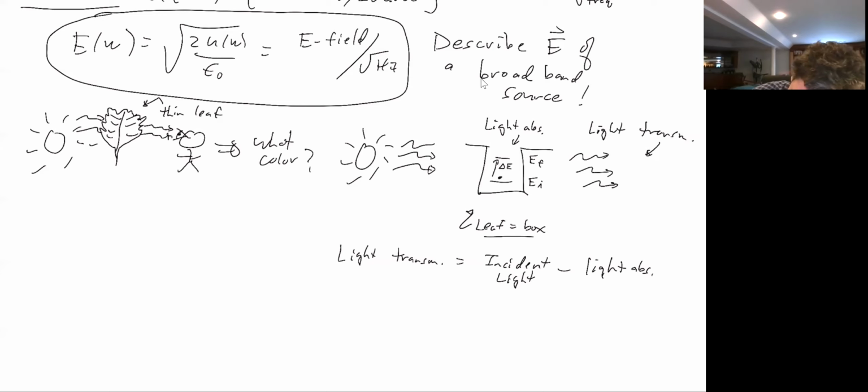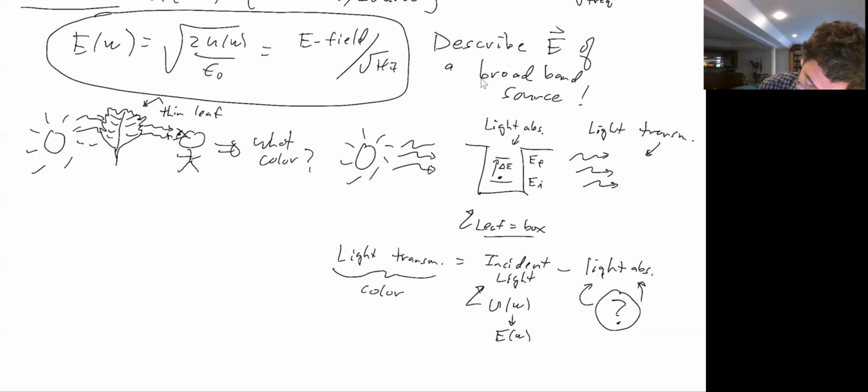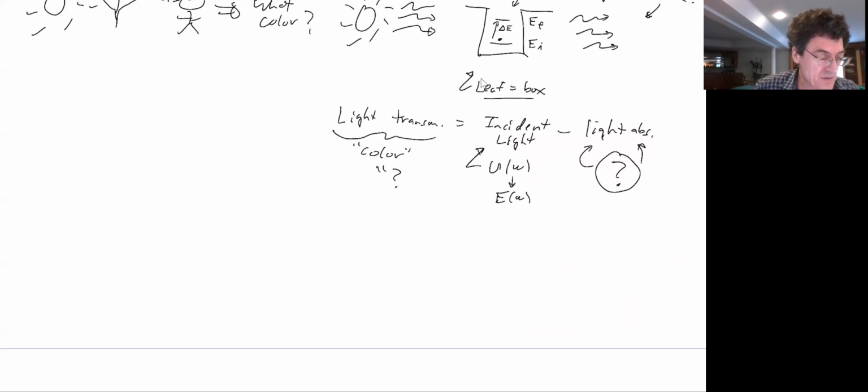And so the incident light is described by U of omega, which gives us E of omega. But what is the light absorbed? That's what we want to know. How much light is absorbed? How does the light get absorbed? Because the light that's transmitted determines the color of the leaf. And that's the question I'm trying to answer. All right, so I know the incident light, but I got to figure out what is the light absorbed. And so that's the situation that we want to calculate right now. And so let's figure it out.